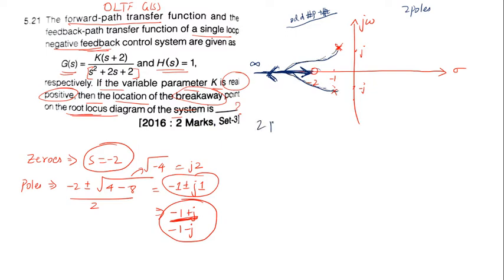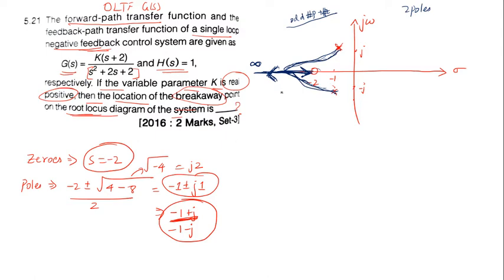If there are two poles, there must be two zeros. But in this case we have only one zero, so we can assume the other zero is at infinity. Hope that concept is clear to you. Now we have an arbitrary diagram of our locus, just an arbitrary diagram.